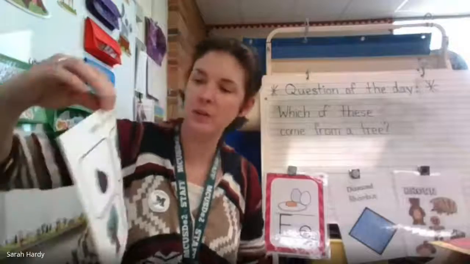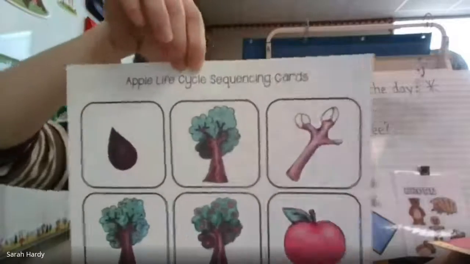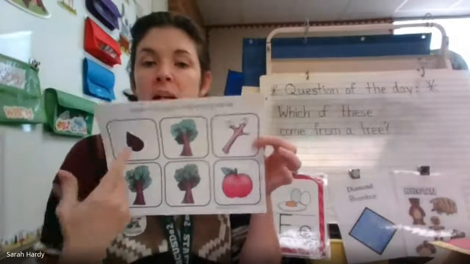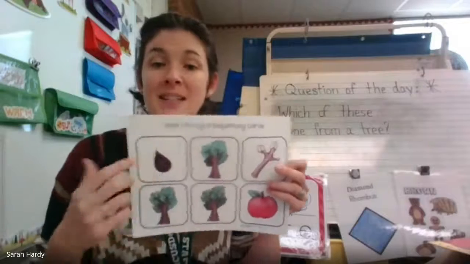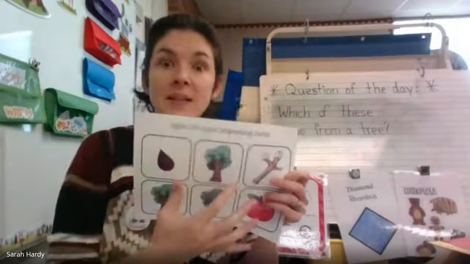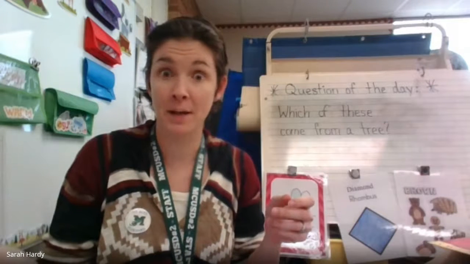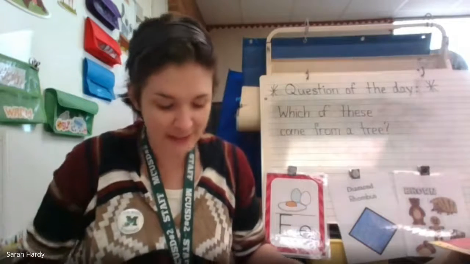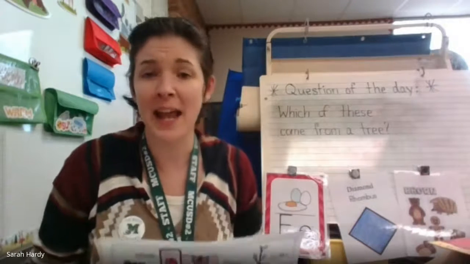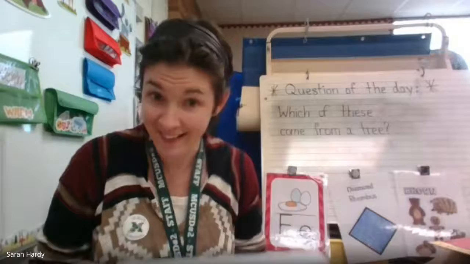In your bag, before we get started, there are apple life cycle sequencing cards. They look like this. Now, get your grown-ups, whoever they are, to help you cut these out. What I mean by sequencing is they go in order. So you're going to cut these out, mix them up, and then we're going to put them in order together. Okay? So we're going to look at the life cycle of an apple, and that apple turns into a tree. Did you know that? It's pretty cool.